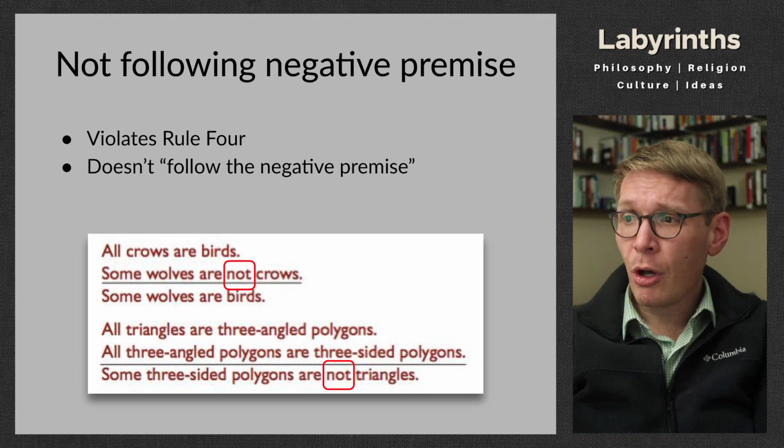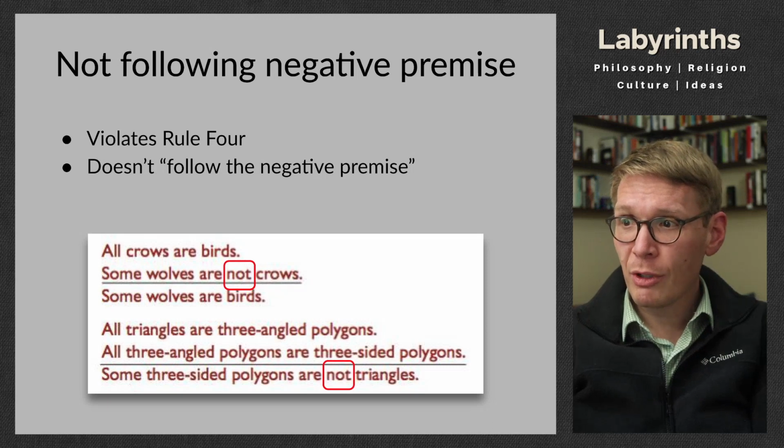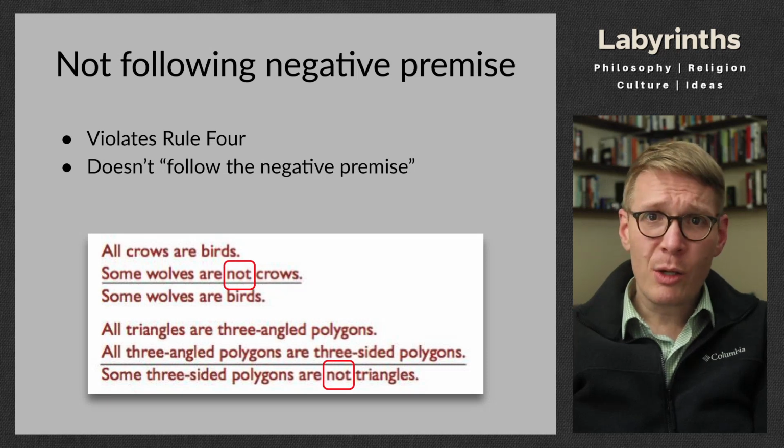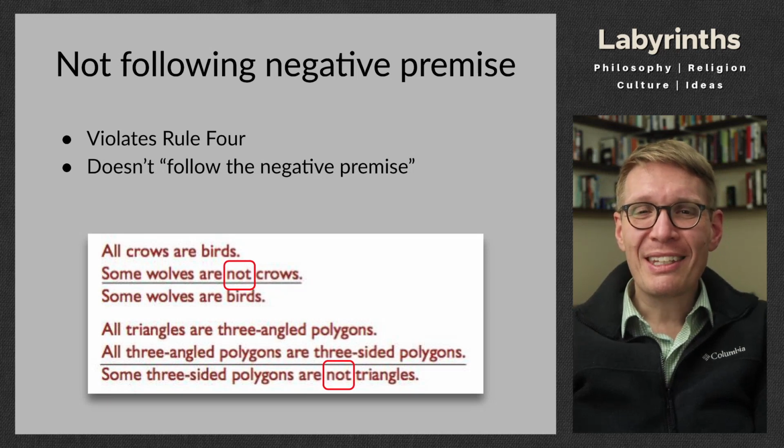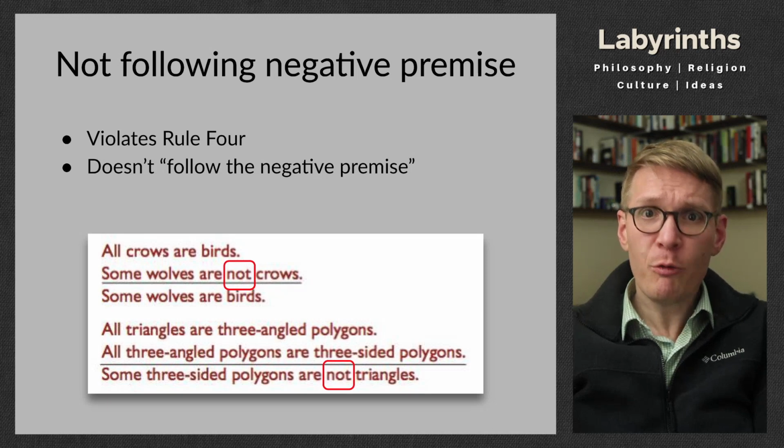Second example, all triangles are three-angled polygons. All three-angled polygons are three-sided polygons. Therefore, some three-sided polygons are not triangles. Not a well-constructed argument. And the immediate problem, we could find several problems with this argument, is that the conclusion is negative, whereas both of the premises are affirmative. If both premises are affirmative, then the conclusion will also need to be affirmative.